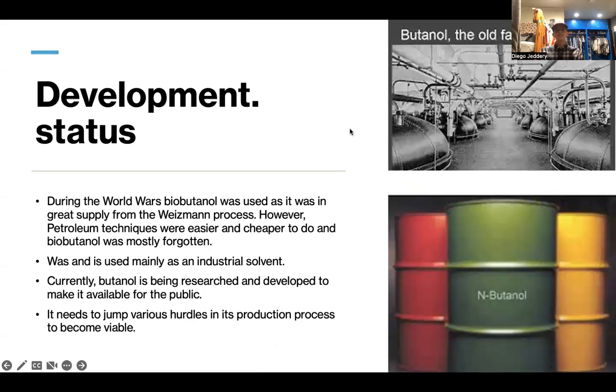Now, for the development status of butanol, well, butanol was actually used during the World Wars as it was in great supply from the Weizmann process. However, this was an indirect consequence of it. Actually, acetone was the main reason why the Weizmann process was used during the World Wars, as various countries needed it for use in ballistics and rubber, I believe. Now, as the Weizmann process was used for acetone, the stockpile of butanol kept growing and growing. And these were used as industrial solvents by many countries.